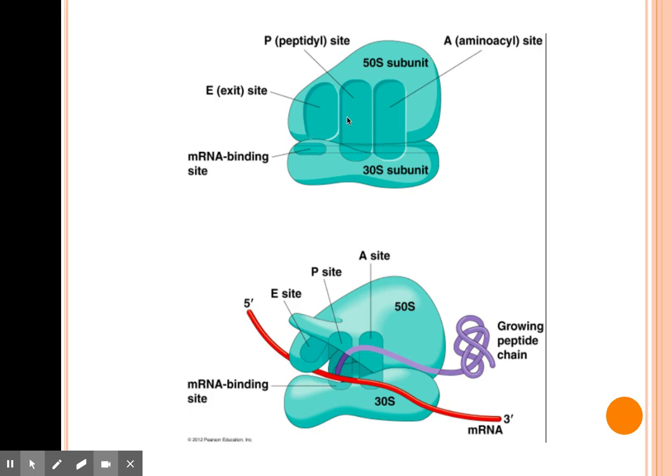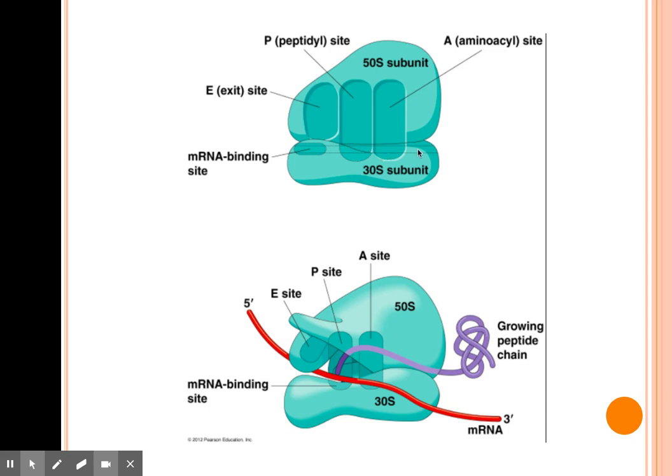The second site is the peptidyl site. This is where they're actually forming that peptide bond between the 2 amino acids. So this one already has an amino acid. It's already been read. The amino acid's already been brought in. It's got the growing polypeptide chain. You can see it's attached to the tRNA at this P site. And then we have the exit site. So that's just where it's going to set things to go.